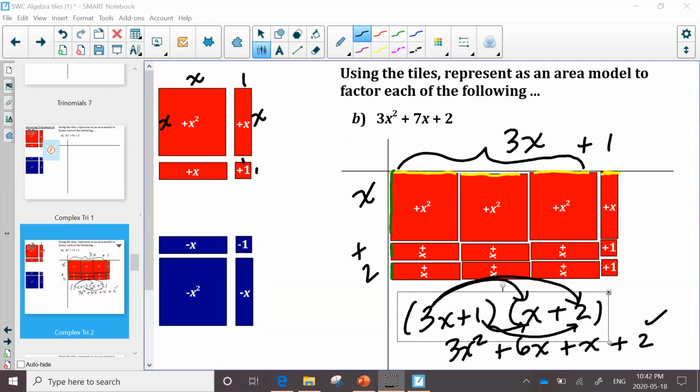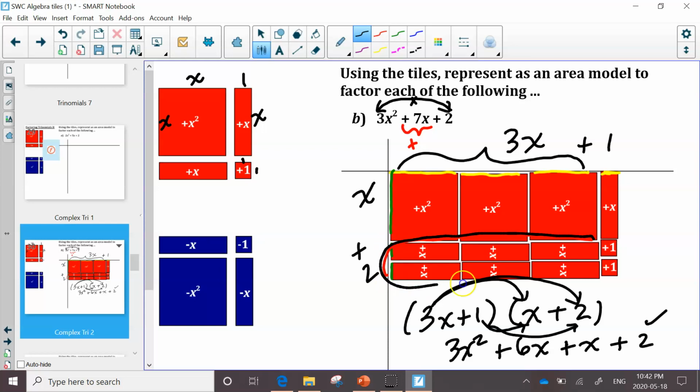Now normally, if we weren't using this area model, we weren't using this visual, we would look at this and say, what numbers multiply to give me 6? So we'd multiply the two outside numbers, and also add to give me 7. That's what we would do. And so we would get 6 and 1. Do we see 6 and 1 here? Aha, here it is, 6 and 1.